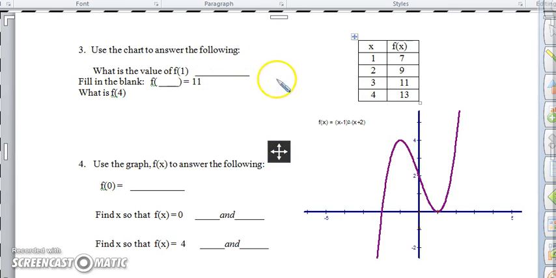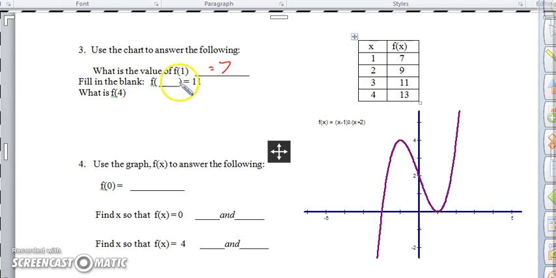Okay, looking at our next section, this is pretty basic. Let's go through it real quick. All right, we're looking at function notation still. We're trying to draw stuff from a table and a graph. So looking at this one, what is the value of f of 1? All right, that means when x is 1, well, let's see. When x is 1, oh, it's going to be 7. That's all it is.